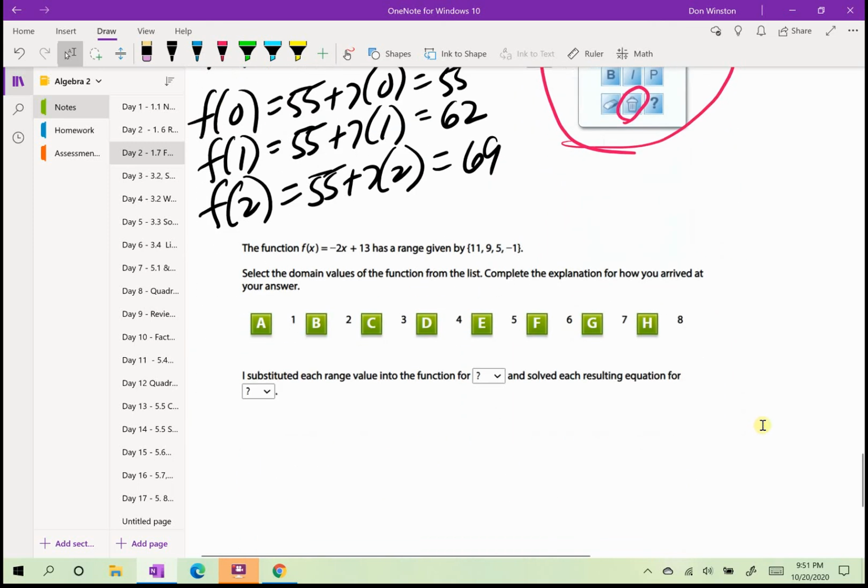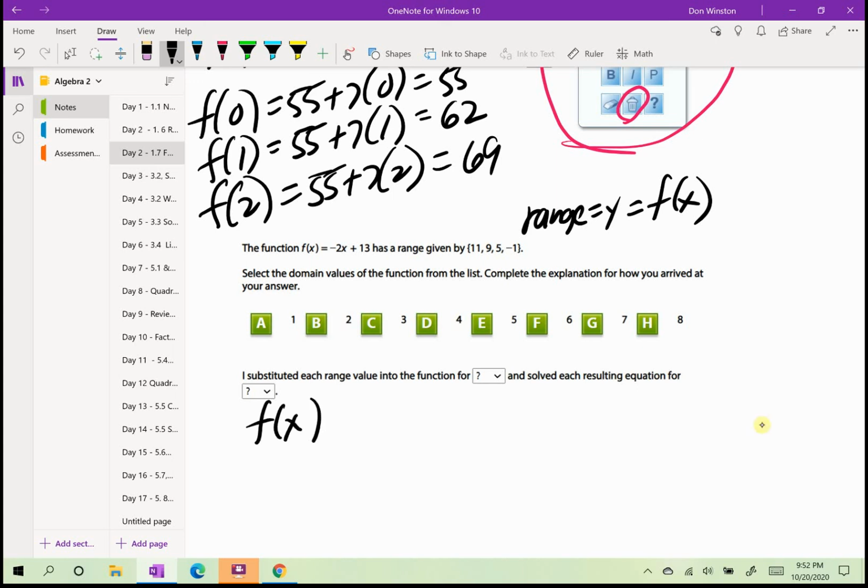So here we have a function, f of x is equal to negative 2x plus 13. It has a range, so that's the y values. Remember, the range is y. Range equals y equals f of x. It has y values of 11, 9, 5, and negative 1. So they give us f of x is equal to negative 2x plus 13. But y is f of x, so I could write y is equal to negative 2x plus 13. But y is equal to the range.